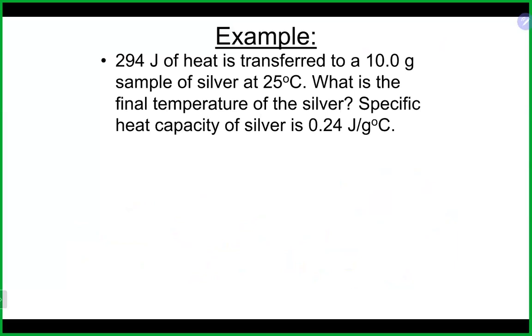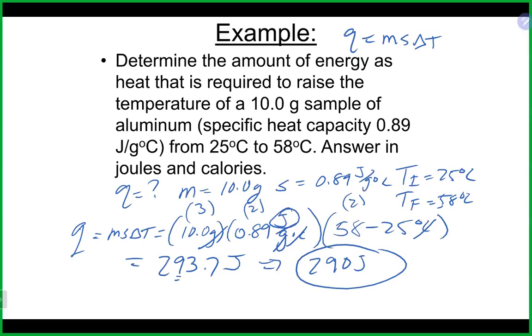All right, so let's take a look at another one. 294 joules of heat is transferred to 10 grams of silver. What is the final temperature of silver if it has a specific heat capacity of 0.24 joules per gram per degree Celsius? And I didn't do the calculation on the other one, so let's do it. You should probably answer the question.